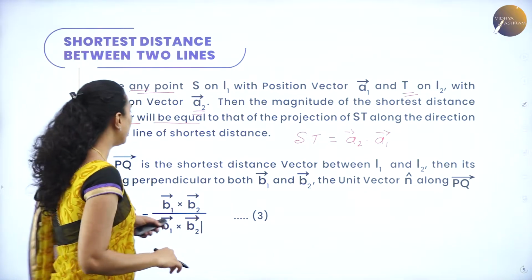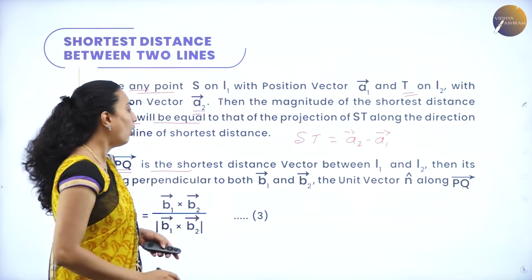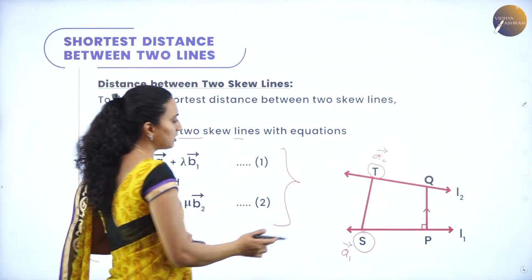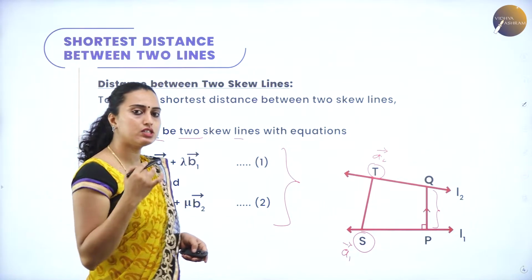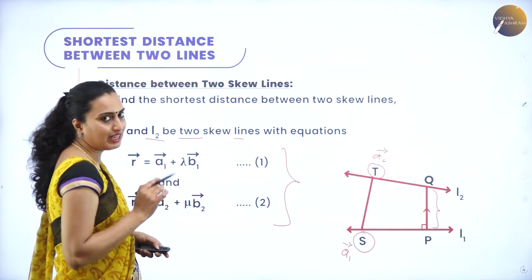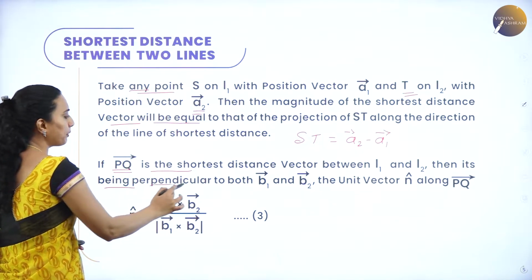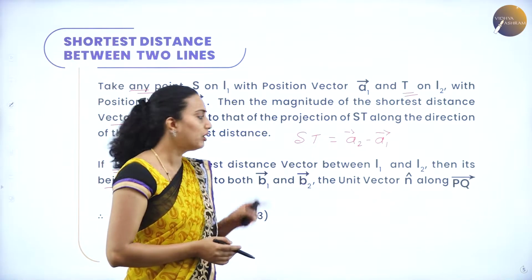Next, if PQ is the shortest distance vector between the lines L1 and L2, you can observe the shortest distance is this one. If PQ is the shortest distance between lines L1 and L2, then it is perpendicular to both b1 and b2 vectors.